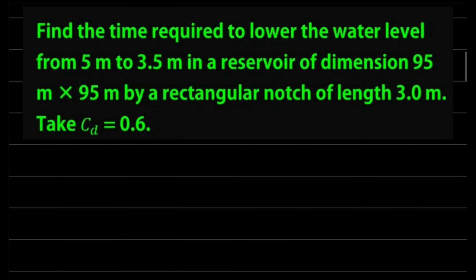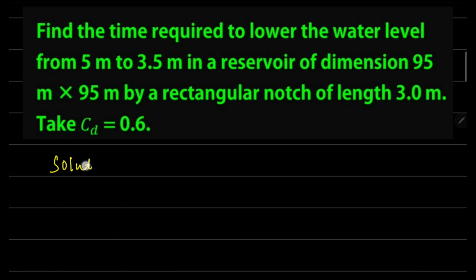The next problem is related to the estimation of the time required for lowering the water level in a reservoir. Other way around, you can say this is the estimation of time required to empty a reservoir or any tank with a triangular or rectangular weir. So we are taking the problem: find the time required to lower the water level from 5 meter to 3.5 meter in a reservoir of dimension 95 meter by 95 meter by a rectangular notch of length 3.0 meter, and the CD value is given as 0.6.